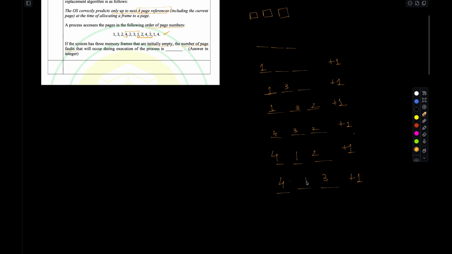Now when we get to 3, we see that it is not there in the RAM and we need to replace something that is optimal. We see 1 and 4 will be accessed in the near future, so we replace 2 with 3, thereby giving us 4, 1, 3 in the RAM in the end, and we get 1 more page fault. Following this, we have to access 1 and 4, which are already there in the RAM, so we don't need to do any page replacements. Then we have a total of 1, 2, 3, 4, 5 and 6 page faults, giving us the answer 6. I hope you understood this question pretty well.